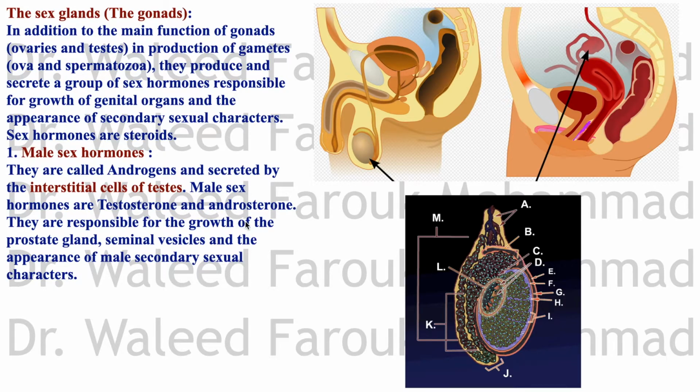Male sex hormones هم التستوستيرون and androsterone. والهرمونات دي responsible for the growth of the prostate gland, the seminal vesicles, and the appearance of the male secondary sexual characters. هم اللي مسؤولين عن البلوغ يعني. Okay? اللي موجودين في التستيكلز. Okay.